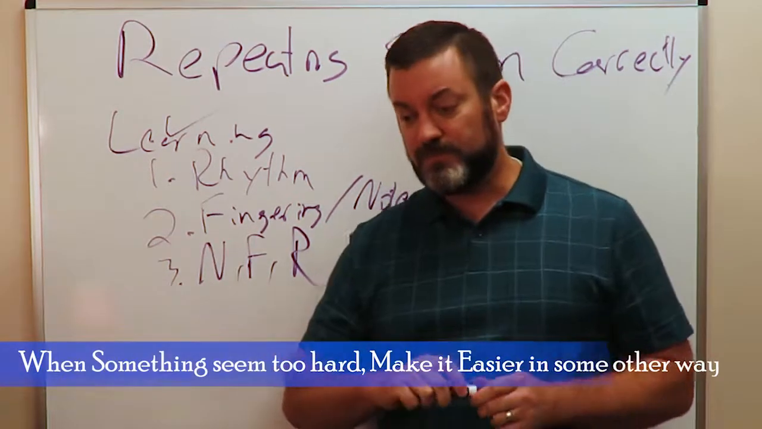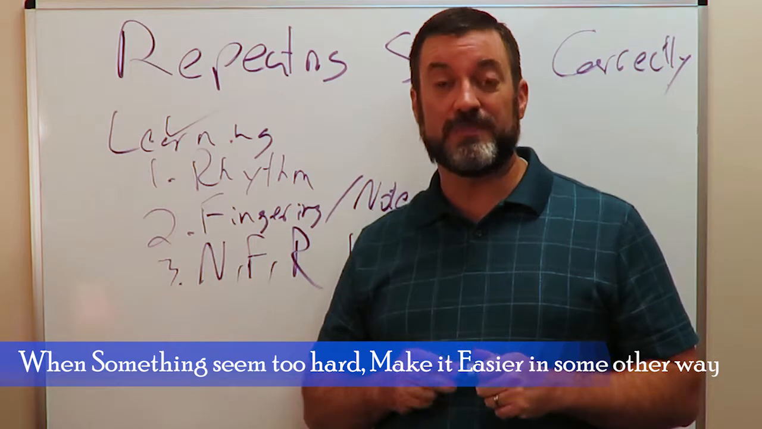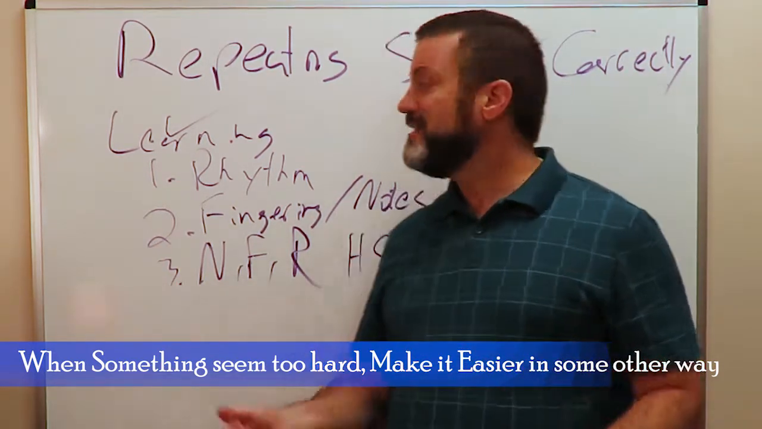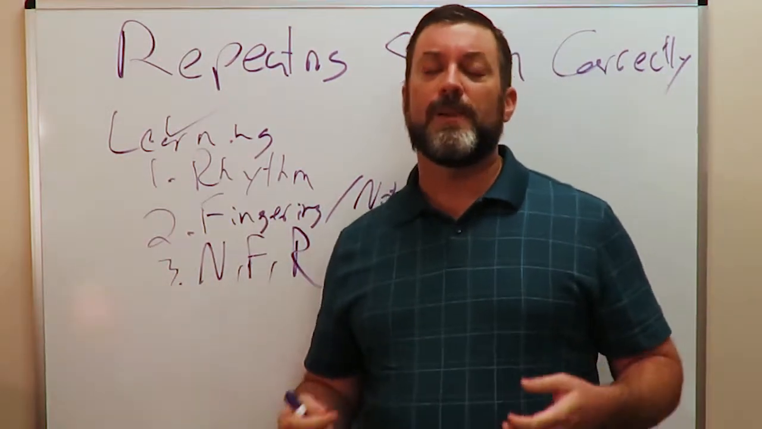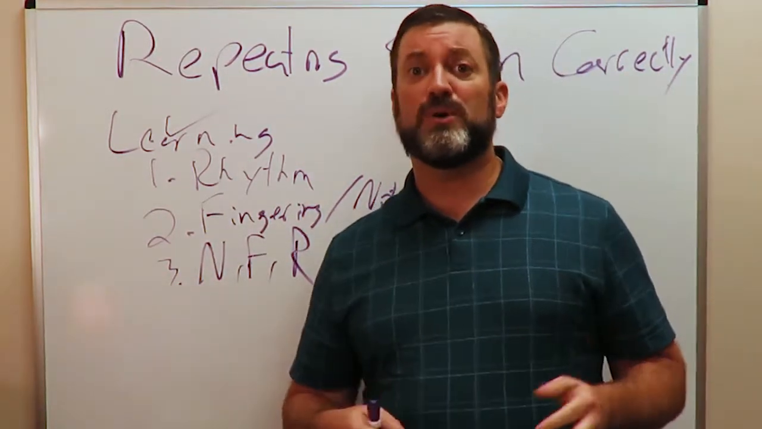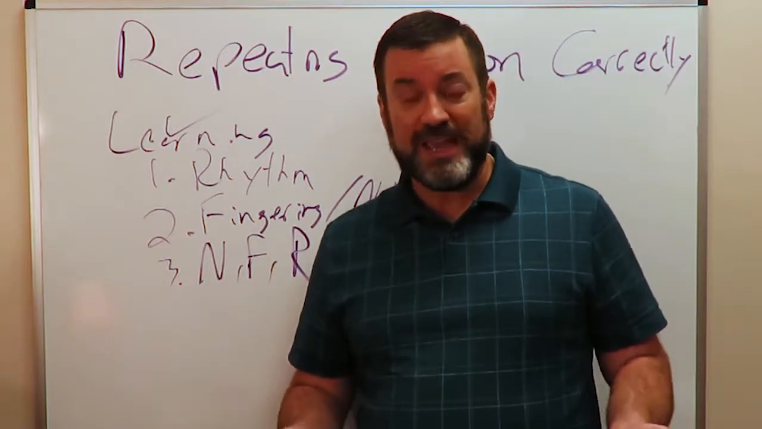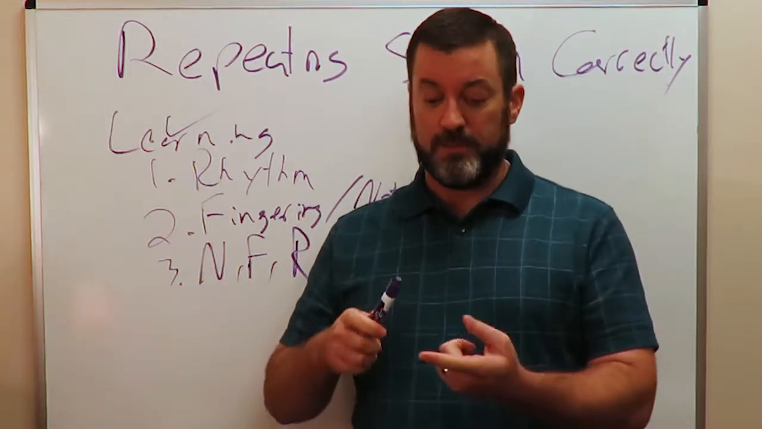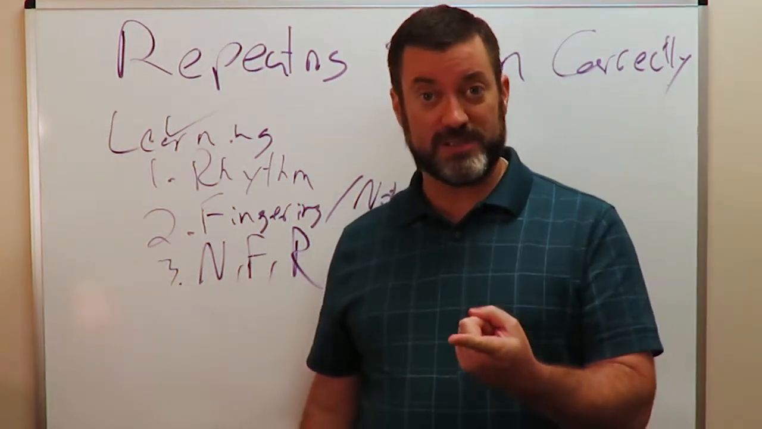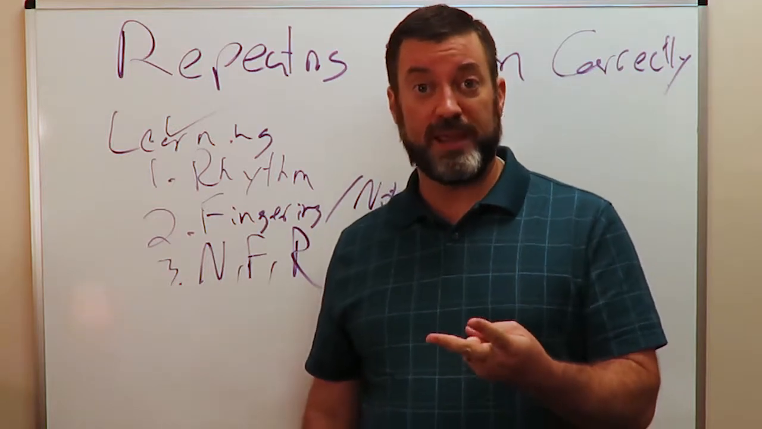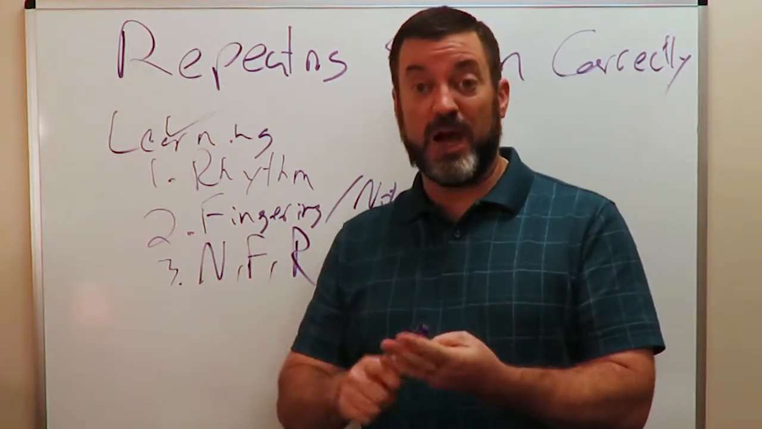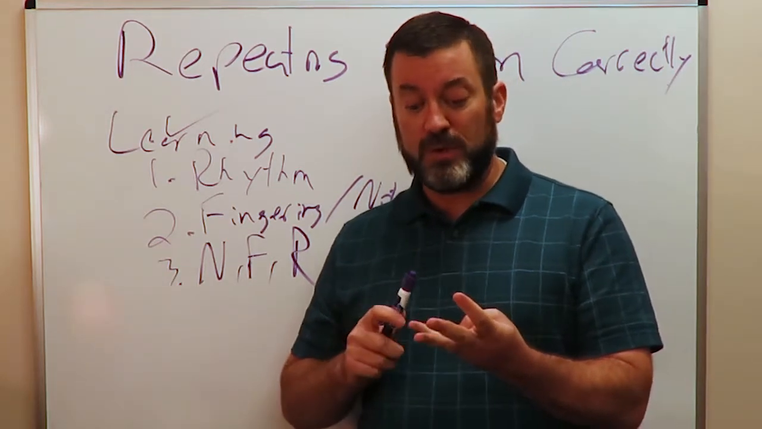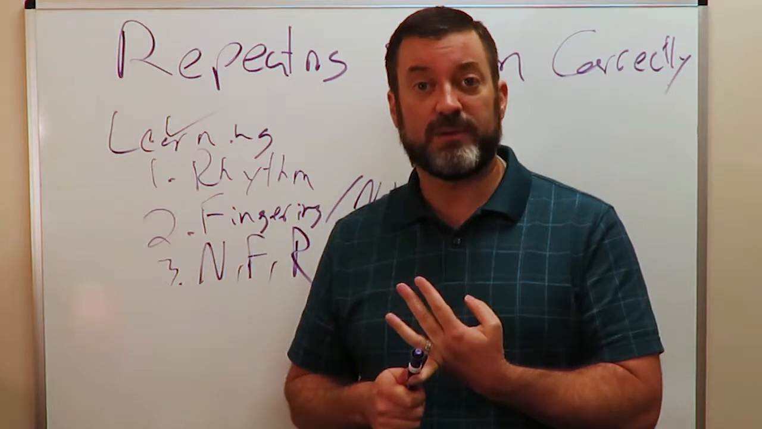Fourth, when something seems difficult or something seems too hard, you need to make it easier in some other way. And again, that's kind of what we did with our learning process. Throwing you into hands together at tempo is way too difficult at the beginning. You can't do it. So what do we do? We make it easier. We make it easier by playing not the whole piece, making it just a section, playing not both hands, making it just maybe the right hand, not playing it at tempo, slowing the tempo way down, and then making sure we're just focused on notes and fingers. Maybe we're not even counting.